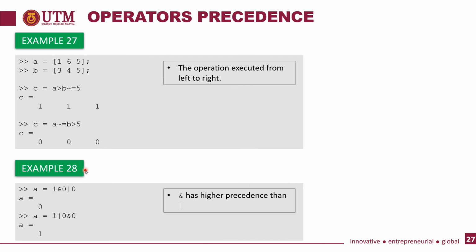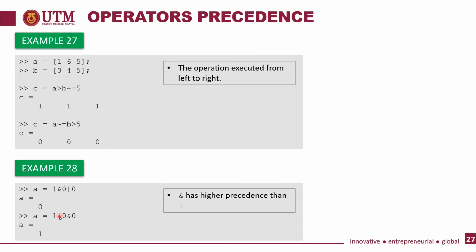Okay, so in the next example 28, what are the precedence of the logical operators? The logical operators have their own precedence level. You must know and remember that AND is executed first, then OR. So in this example, AND has higher precedence than OR, so the AND statement will execute first. A equals 1 and 0. 1 and 0 equals 0, because 1 multiplied by 0 equals 0. Then 0 or 0, obviously it will become 0.